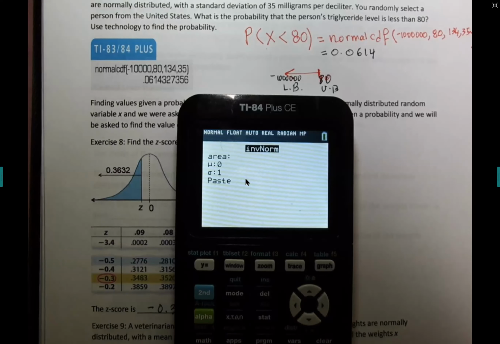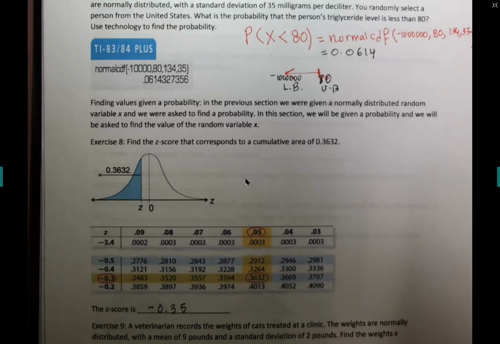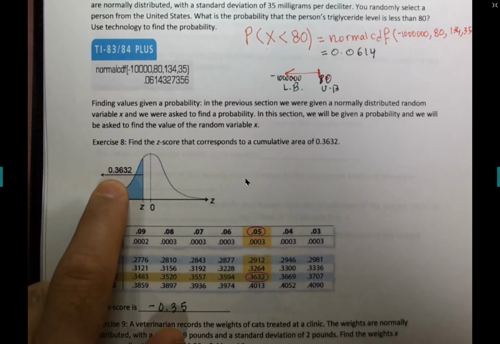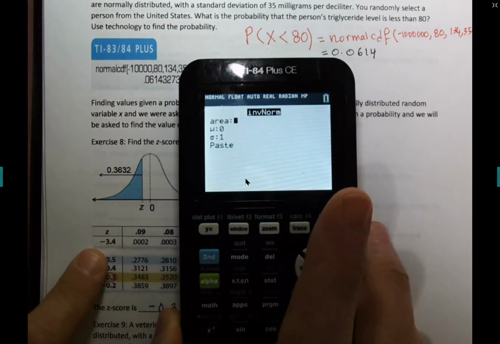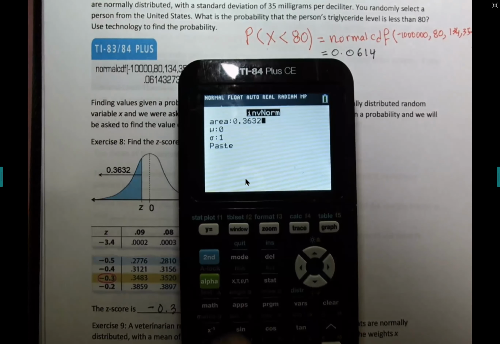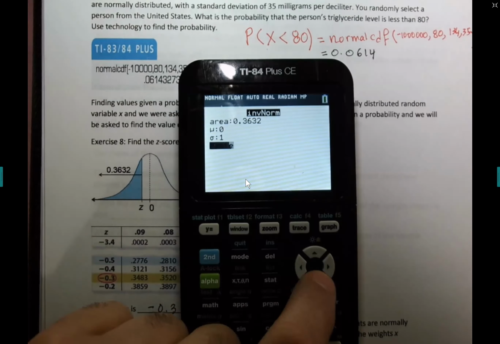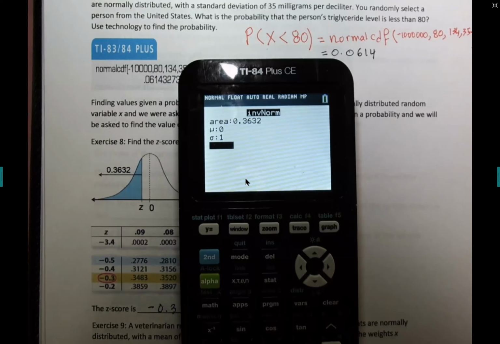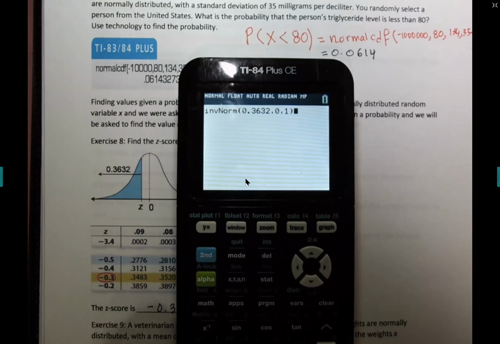Okay. It asks for 3 things, guys. The area to the left of the target, the mean, and the standard deviation. Well, the area to the left of my target is 0.3632. Let me put it there. And since I'm using Z-score, I just leave this with 0 and 1 and then hit paste. And I need to get negative 0.35. Definitely I'm going to get this answer. There you go, guys. If you round this to 2 decimal places, it's going to be negative 0.35.